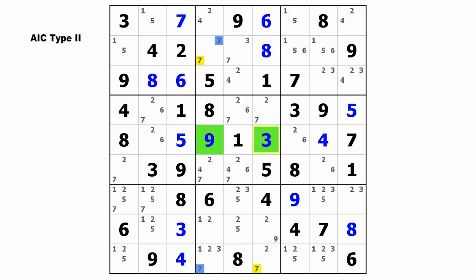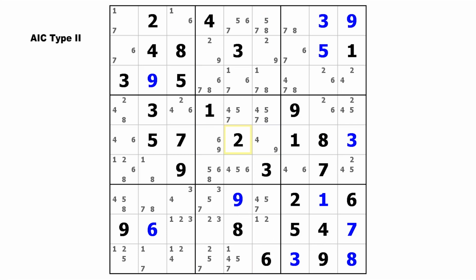Okay, we're going to do a few more because this is a really important pattern for you to learn. With all the other AICs, we get to eliminate a candidate here and there, and once in a while we can solve a cell if it's a bi-value cell. But when they're like this, with two identical bi-value cells, you get to place two digits, and that is a really big deal.